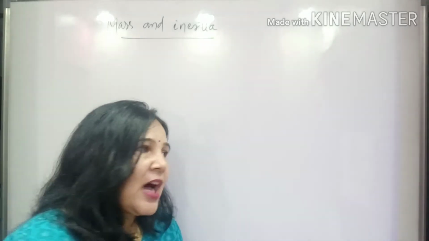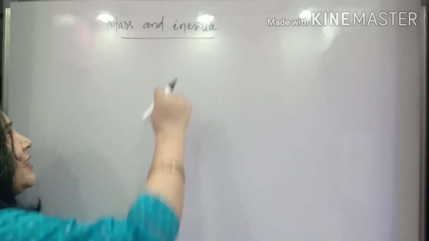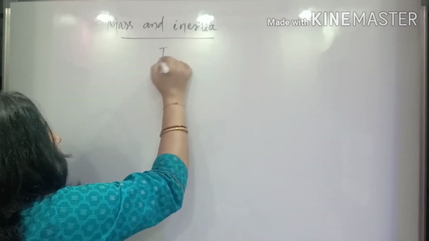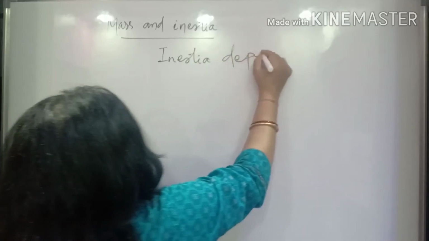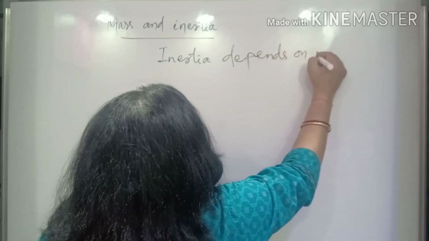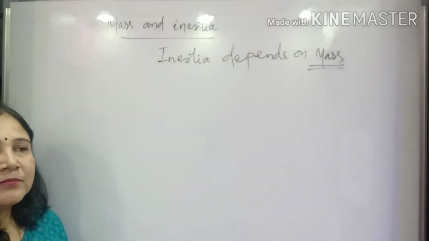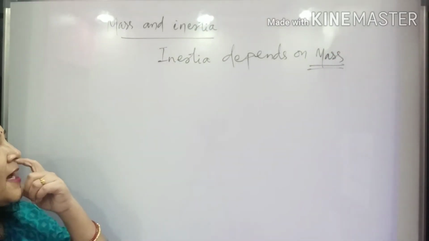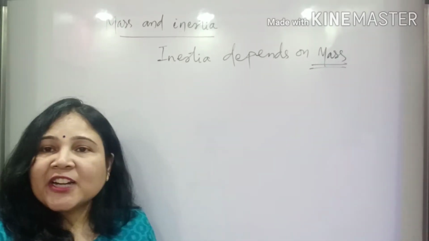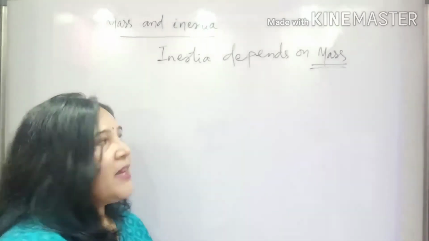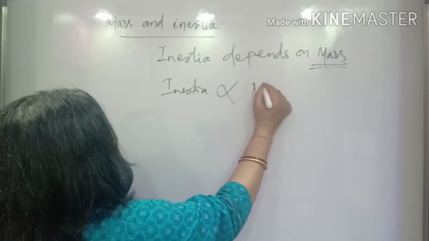Now today we'll discuss how inertia depends on the mass. It is very important you remember: inertia depends on the mass of a body. How does it depend? It is directly proportional to the mass. So inertia is directly proportional to mass.